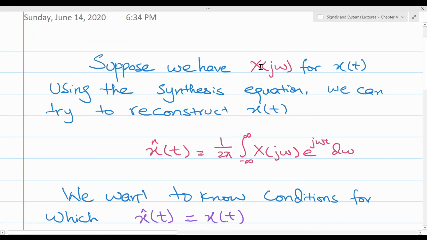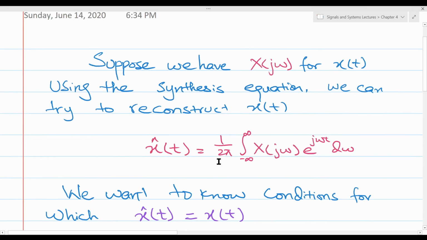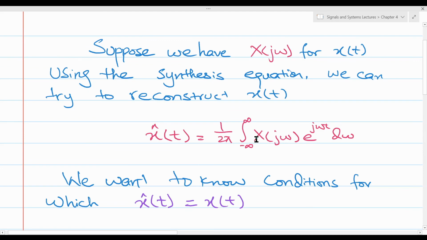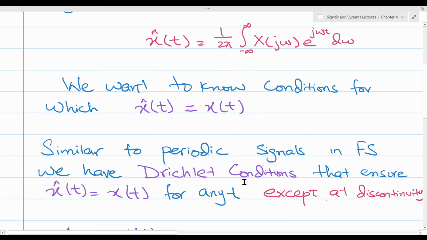Now suppose that we know the frequency transform of x of t, and using the synthesis equation, we want to reconstruct x of t using its frequency transform. So the synthesis equation is given as 1 over 2 pi integral of the Fourier transform multiplied by exponential of j omega t d omega. And note that I have represented the reconstructed signal as x hat of t instead of x of t. So when we talk about convergence of Fourier transform, we want to know under which conditions this reconstructed signal will be equal to the original signal x of t.